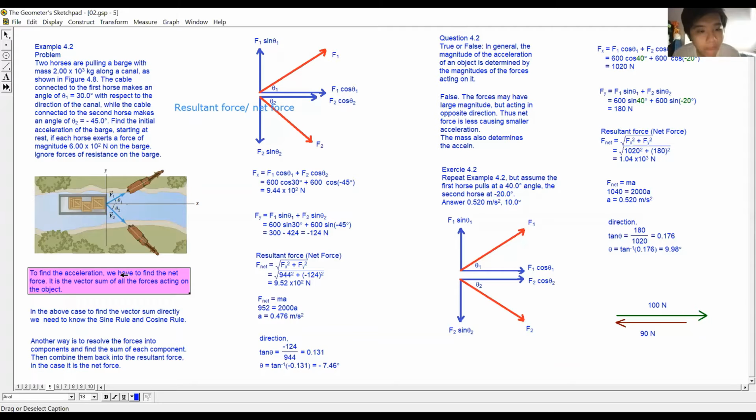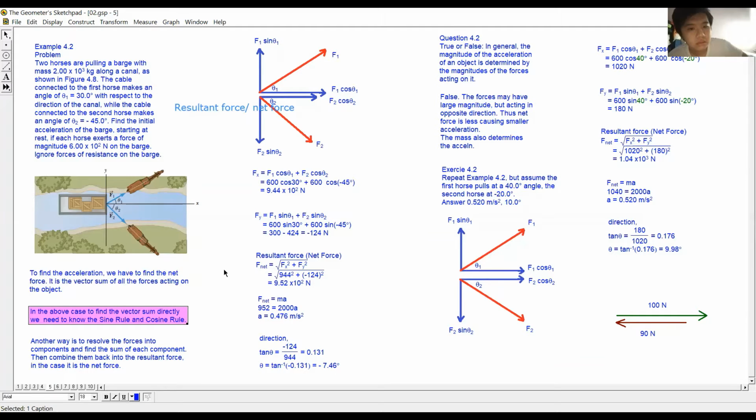Okay, so to find the net force, we have to treat these forces as vectors, and we have to sum the vectors together, the sum of these two vectors. Now, the first method to find the sum of vectors is to use the triangle law. We draw one triangle involving the two forces and solve the triangle, right? So we treat them as if they are the sides of a triangle. Now, in that case, you must know the sine rule and the cosine rule.